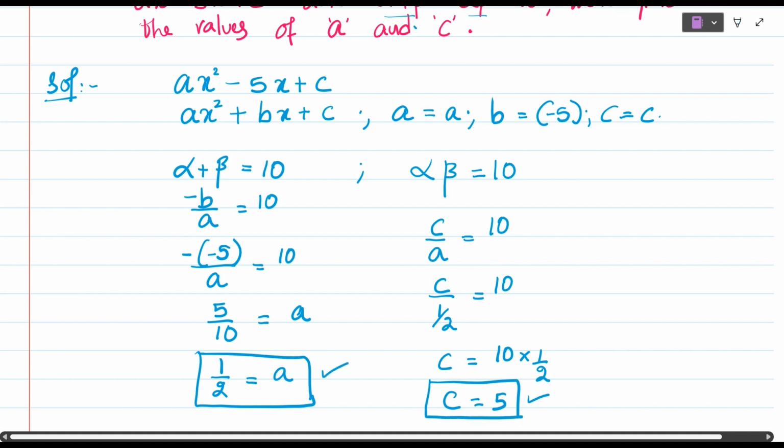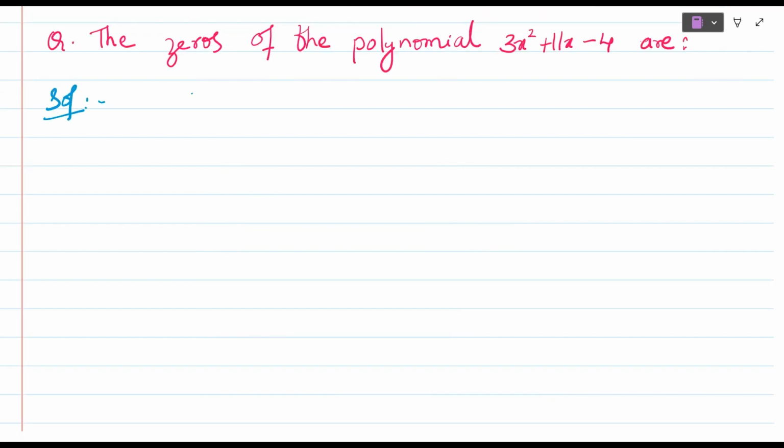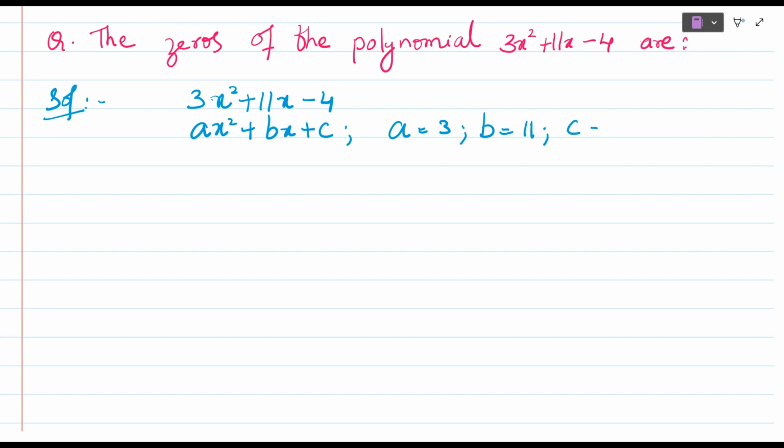Did you understand, students? Question: find the zeros of the polynomial 3x square plus 11x minus 4. So what we have to do, immediately write down its standard form, that is ax square plus bx plus c. So the value of a is 3, that is the coefficient of x square. The value of b is 11, that is the coefficient of x, and the value of c is minus 4, that is the constant term.